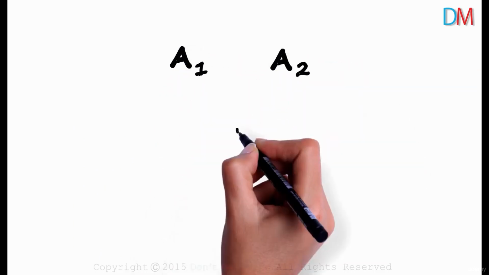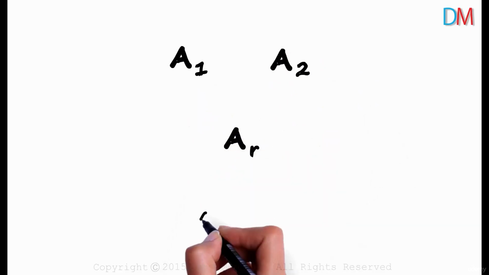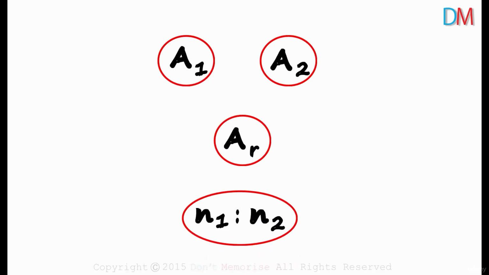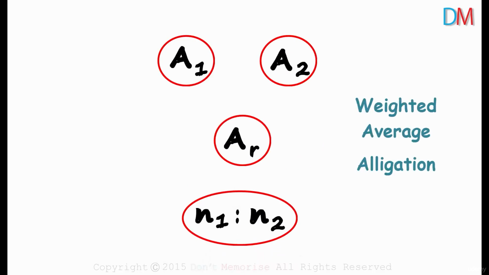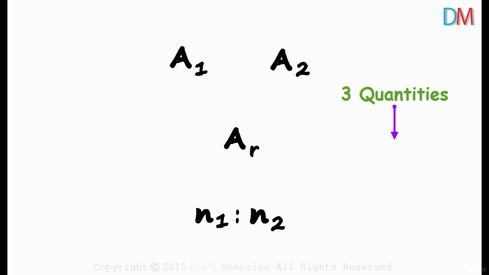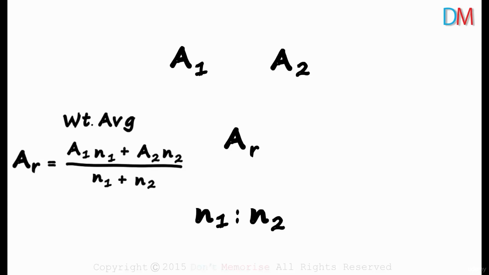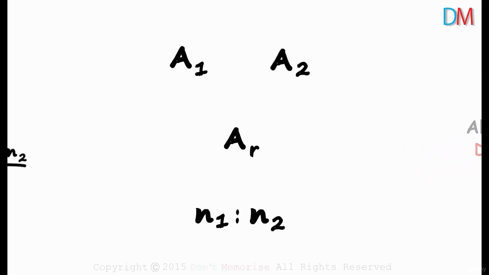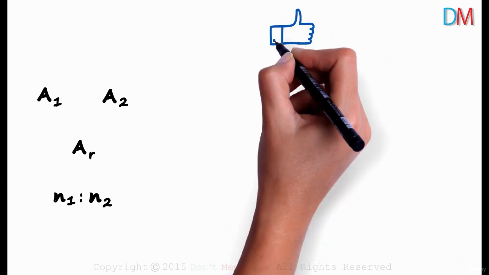So by now, we are very well versed with the different parameters present in a problem. The two averages A1 and A2, the resultant weighted average, and the ratio of the weights of the averages. These are the four important parameters in any weighted average, alligation, or mixture problem. We will generally be given 3 and asked to find the fourth. But the important question is, when do we use the weighted average formula and when do we use the alligation formula? There is a simple rule of thumb you need to know.